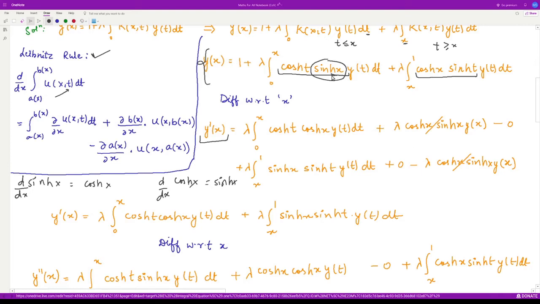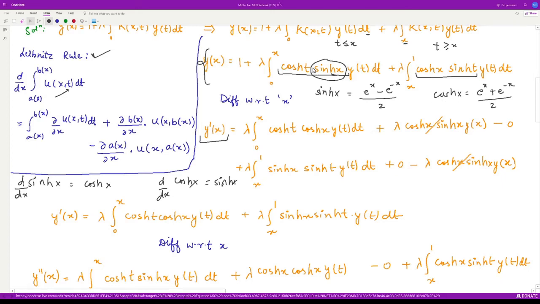And you all must know the definitions for these terms. Sinh x is equal to e to the power x minus e to the power minus x, divided by 2. And cosh x is equal to e to the power x plus e to the power minus x, divided by 2. These are the definitions of the sinh and cosh functions.